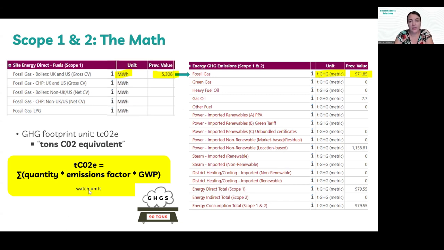Also, energy gets billed in all different kinds of units. You may have BTUs, you may have megawatts, you may have kilowatts. So you have to make sure all of your energy sources are converted properly, because you can do emissions factor based on weight or by megawatt. You have to watch your units and match that to the correct emissions factor.